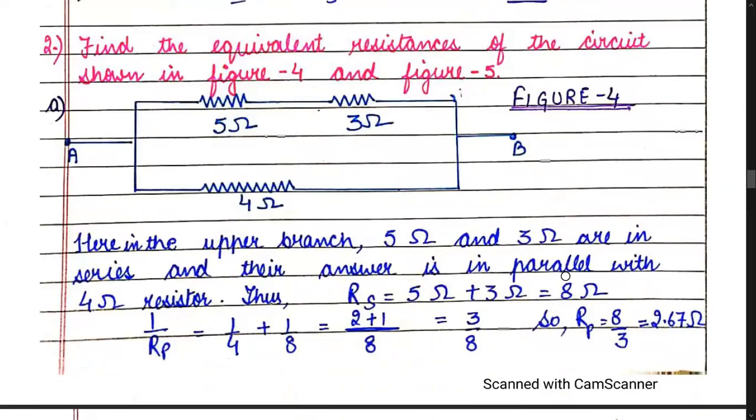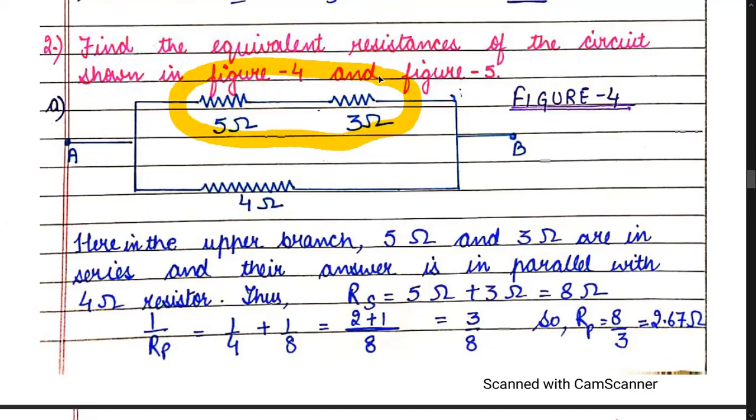Now students, our second question is, find the equivalent resistance of the circuit shown in figure number 4 and 5. Now see figure number 4. Here the upper arm 5 and 3 ohm are connected in series. See, they are connected in one wire only, while there are two parts, upper and lower. So students, what to do?